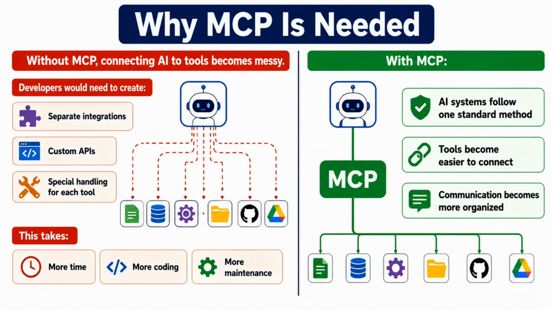Why is MCP needed? Without MCP, connecting AI to tools becomes messy. Developers would need to create separate integrations, custom APIs, and special handling for every tool. This creates more coding, more maintenance, and more complexity. With MCP, AI systems follow one standard method. Tools become easier to connect. Communication becomes more organized.